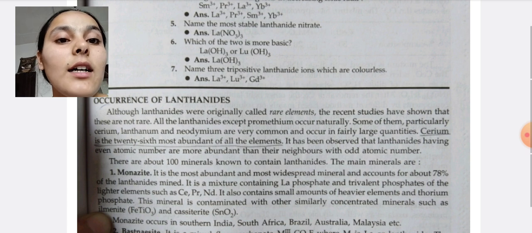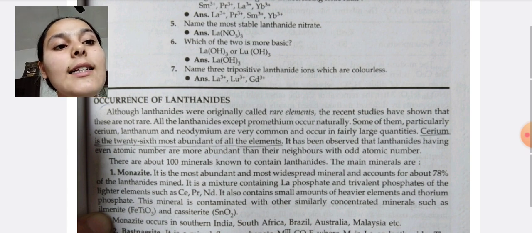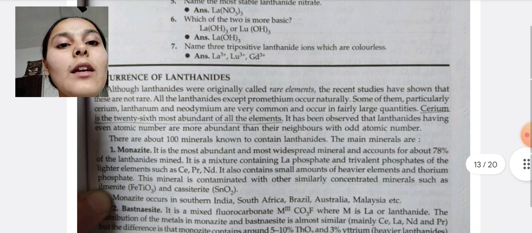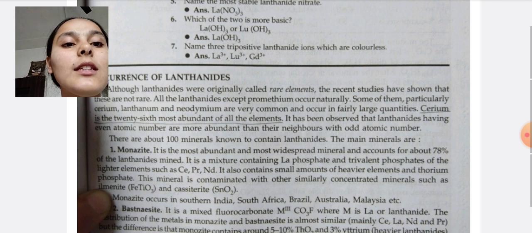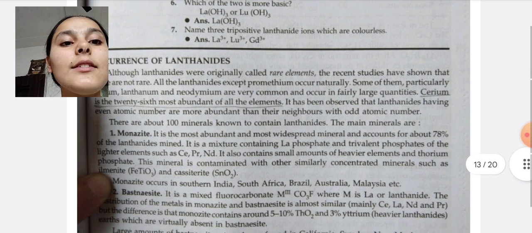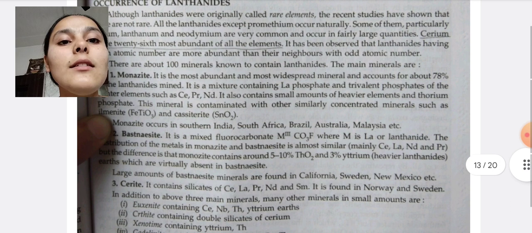There are about 100 minerals known to contain lanthanides. The main mineral is monazite. It is the most abundant and most widespread mineral, accounting for about 78% of the lanthanides mined. It is a mixture containing La phosphate and trivalent phosphates of the lighter elements such as Ce, Pr, and Nd. It also contains small amounts of heavier elements and thorium phosphate. This mineral is contaminated with other similarly concentrated minerals such as ilmenite and cassiterite. And the next is bastnasite.